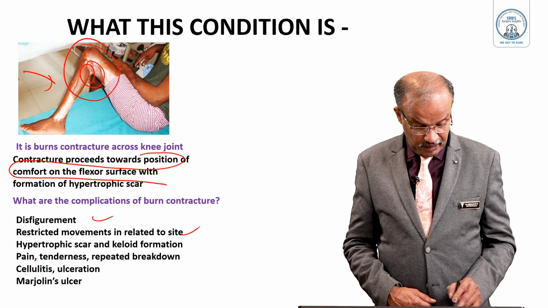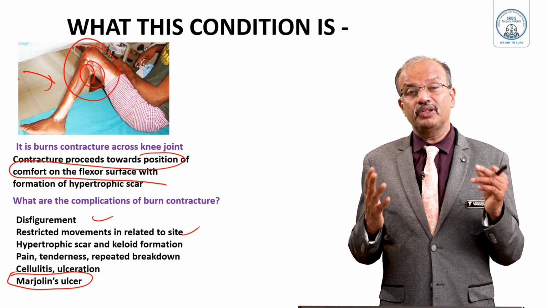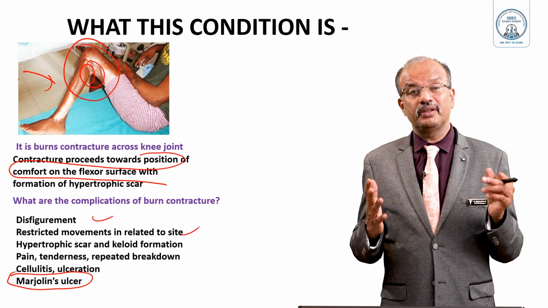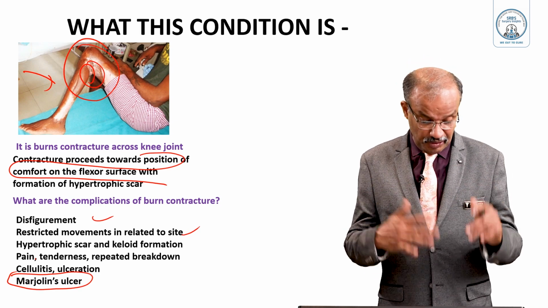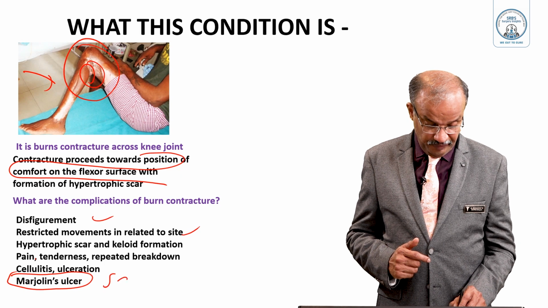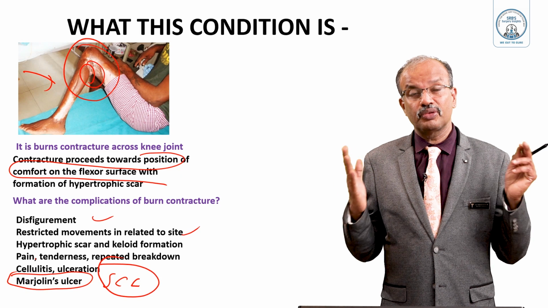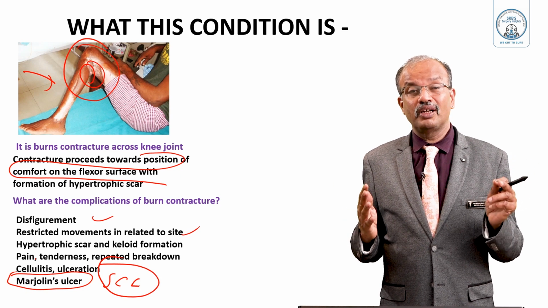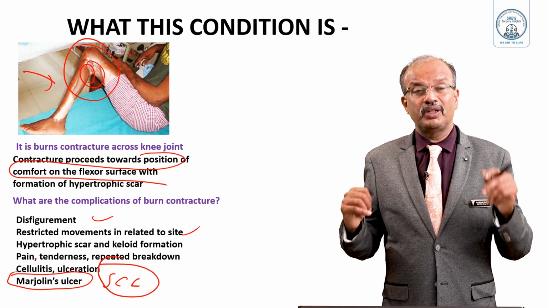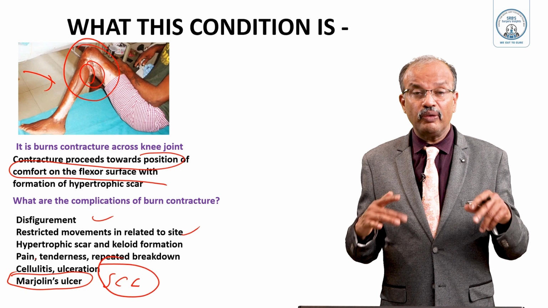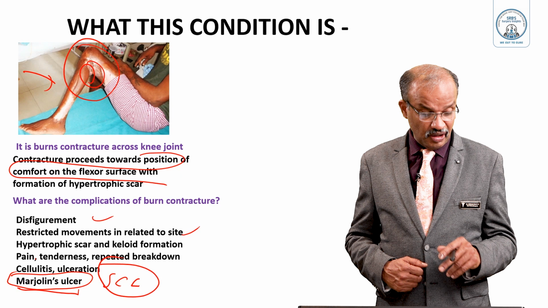Pain, tenderness, repeated breakdown, cellulitis, ulceration, Marjolin's ulcer. This is a well-defined squamous cell carcinoma that occurs in a long-duration scar which is not matured. So the scar repeatedly breaks down and eventually turns into squamous cell carcinoma, not sarcoma. It does not spread to the lymph nodes nor through the blood, so regional lymph nodes will not be involved in Marjolin's ulcer. Usually biopsy confirms the diagnosis as squamous cell carcinoma, and wide local excision with reconstruction is more than sufficient. That is Marjolin's ulcer, and a common cause is a burn scar.